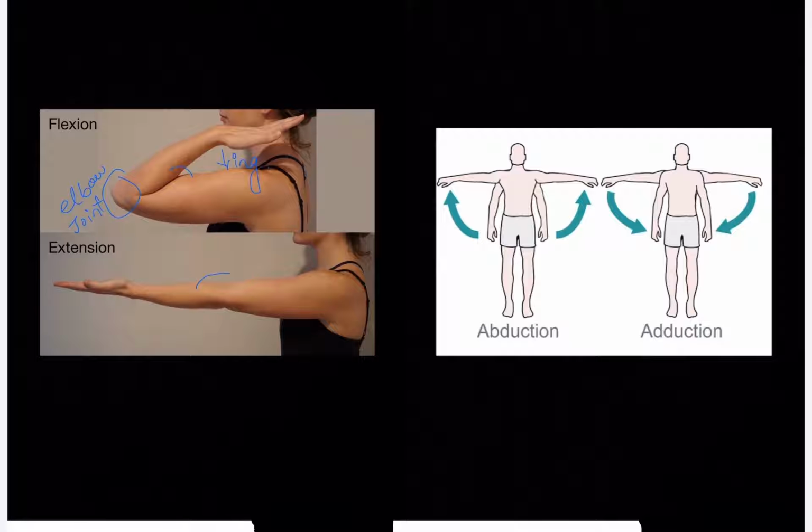If I look at the extension photo, here you are seeing an increase in the angle. Now, an increase in the angle is called extension. So at any joint, if you want to know what is flexion and what is extension, you just need to know if the angle decreases at that point of the joint, we call it flexion. If the angle increases, we call it extension.